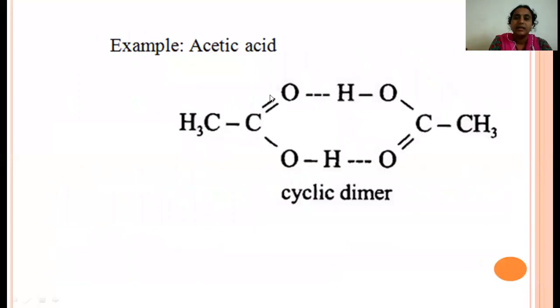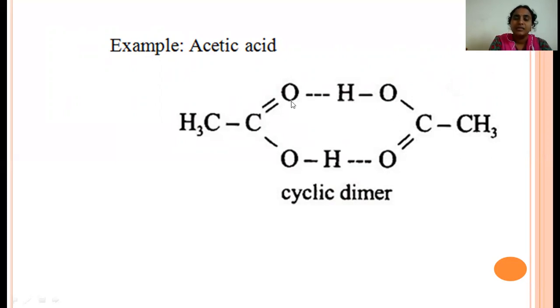Generally, any carboxylic acid, for example, if you take acetic acid, CH3 C double bond OH, exists in dimer form, and also in a cyclic dimer. This is because the carboxylic acid forms intermolecular hydrogen bonding. Intermolecular hydrogen bonding is when one molecule makes a hydrogen bond with another molecule.